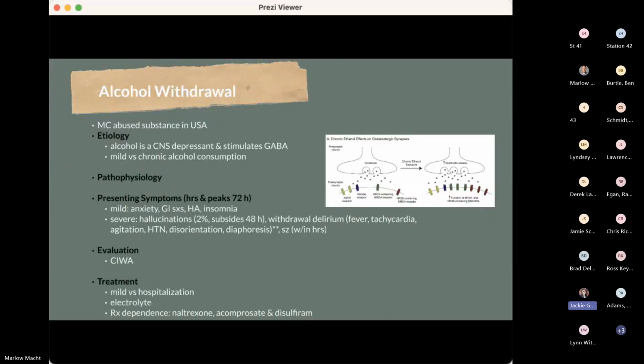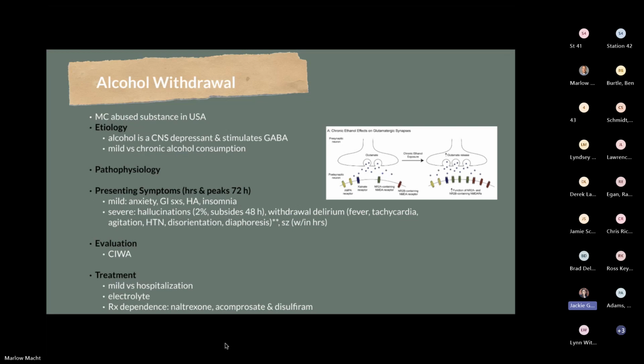This is a normal transmitter where you've got glutamate released as an excitatory neurotransmitter, and then with chronic alcohol use, you have more GABA produced by the consumption of alcohol, and less of your endogenous GABA is produced because a person is consuming an alcohol that's increasing GABA. As a homeostatic response, glutamate increases because of the excess of GABA.